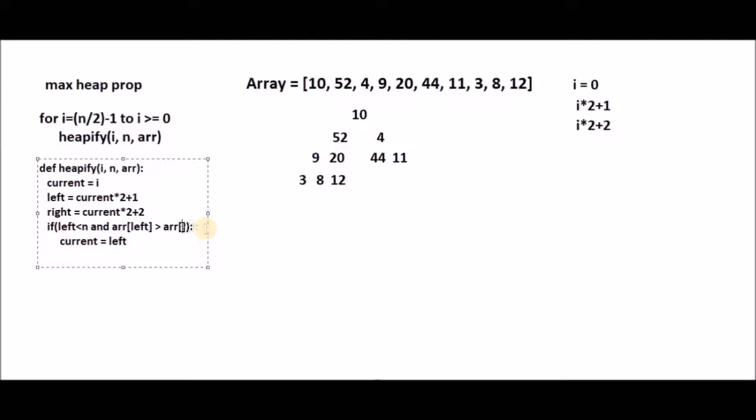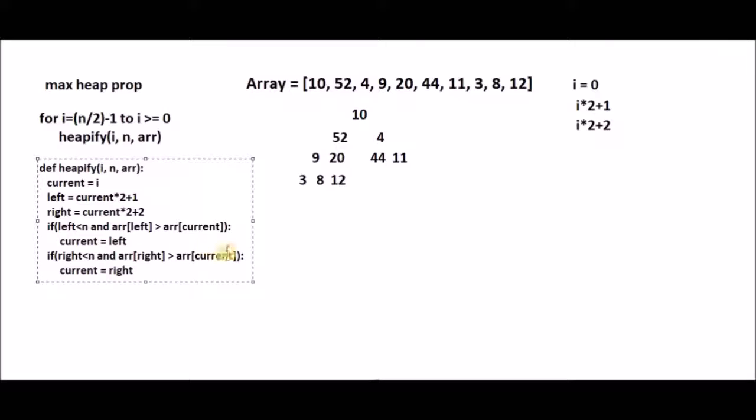Actually it's not that, it's actually current. Not that. So I have done that. Now if I have a right, if my right is less than n, and if my array of right is greater than array of current, let me do this. In that case, I also say current is equal to right.